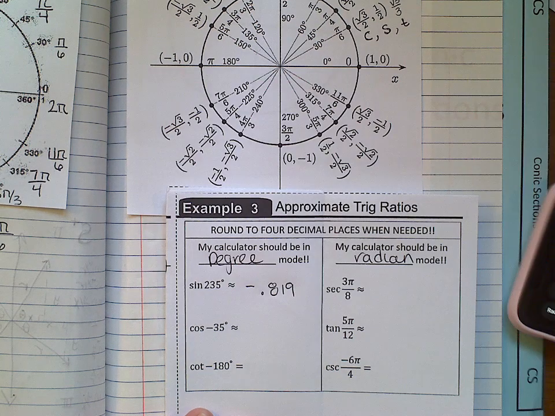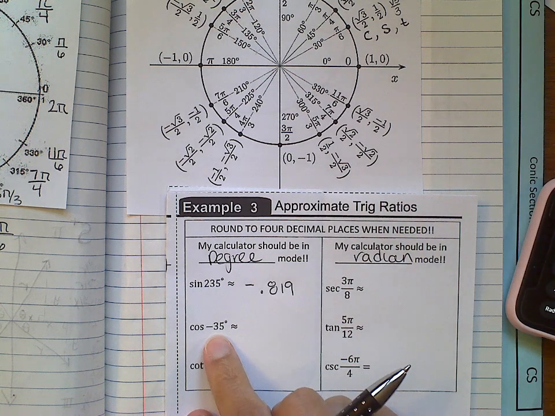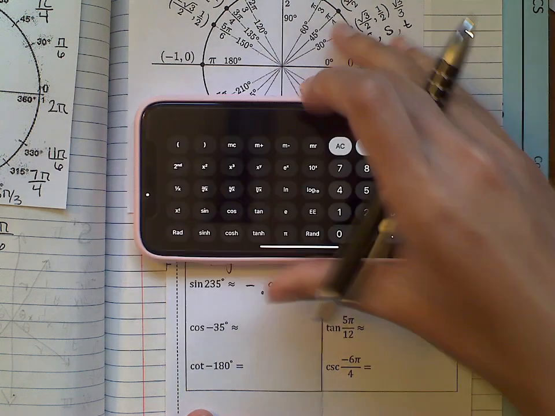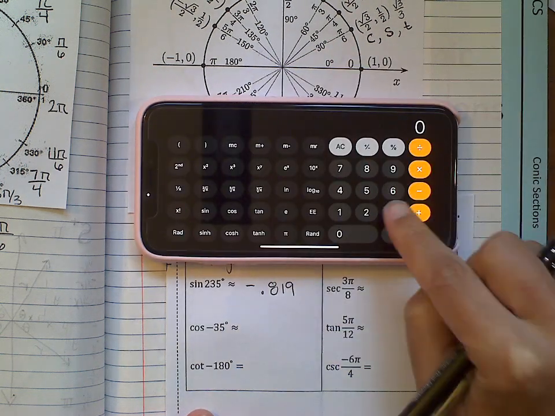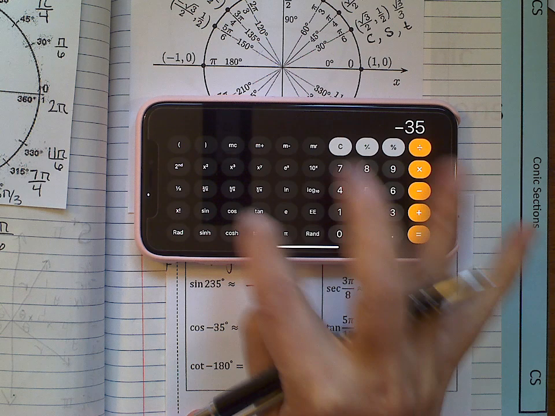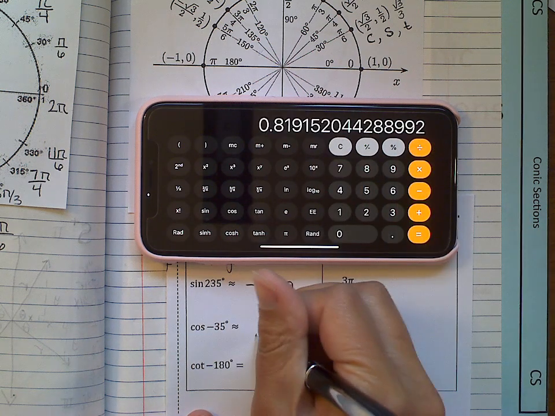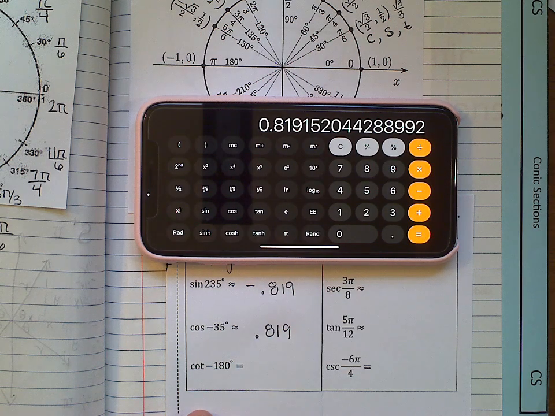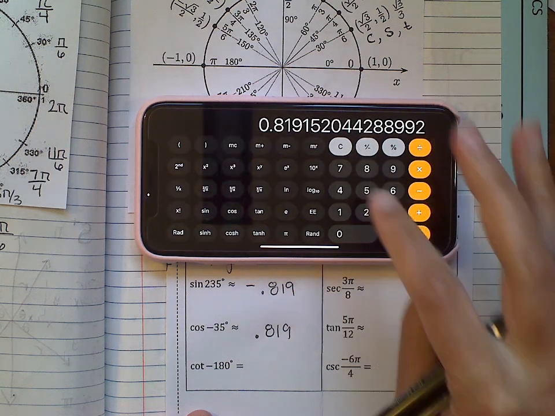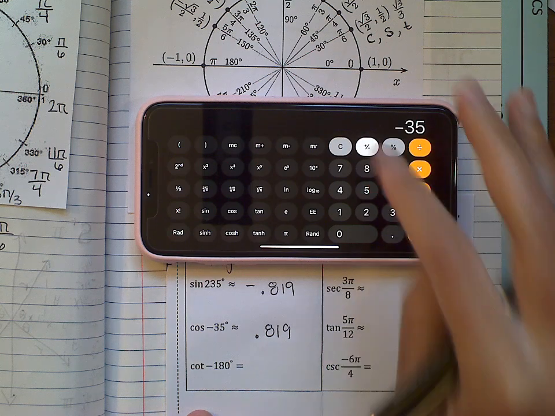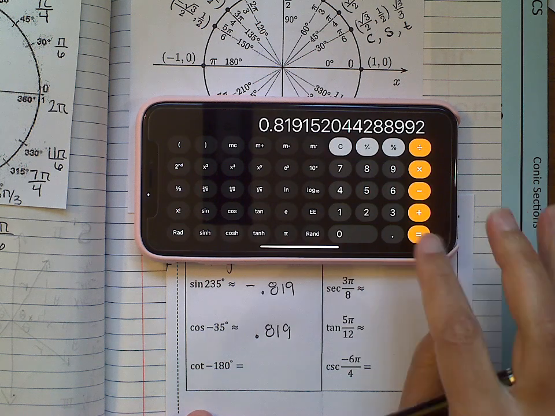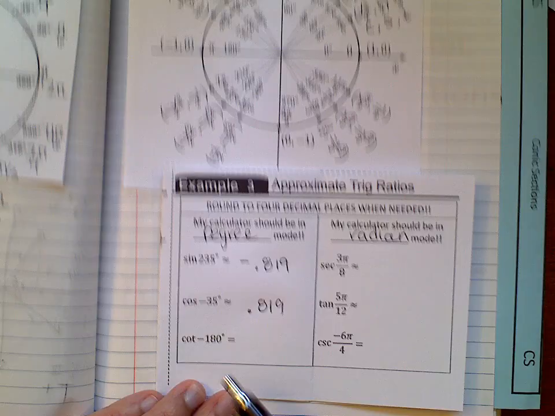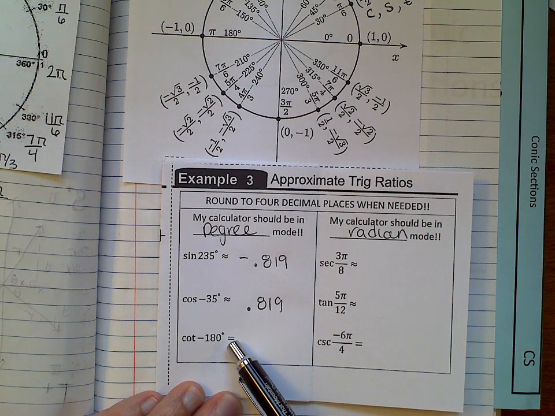Cosine of negative 35, also have to approximate that because it's not a 30, 60, 90 or 45, 45, 90. And so in my calculator, again, I got to do 35, change it to negative, and then take the cosine of that. So 0.819. Oh my word, look at you two being the same. That's cute. Did I hit the right button? Let me just double check. Okay, yeah.